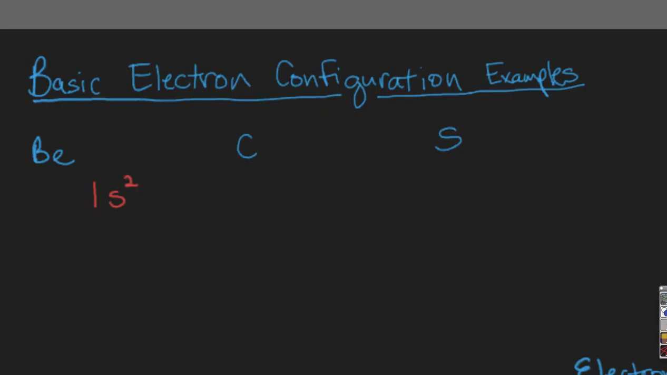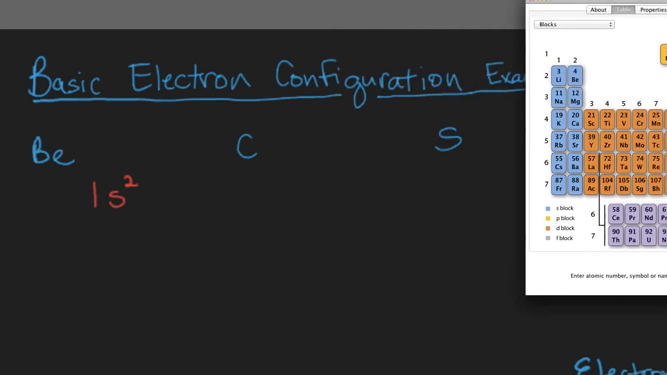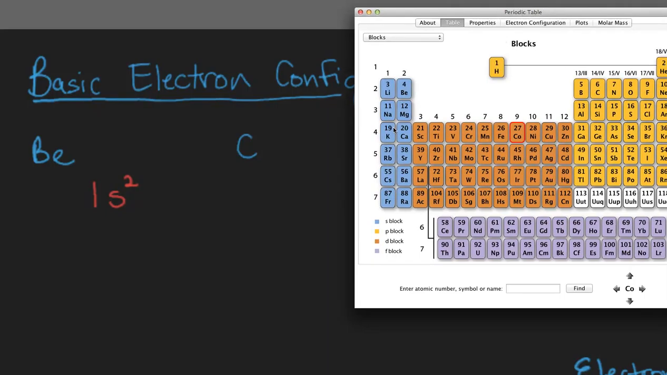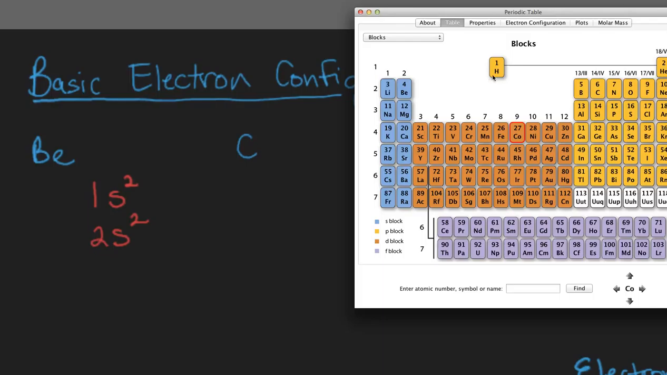And then since I jump to the second row on this periodic table, my quantum number here, n, goes to 2. And it'd be 2s2. Okay, so we did the 1s2, and then the 2s2 because I stopped on the second spot of the s block.